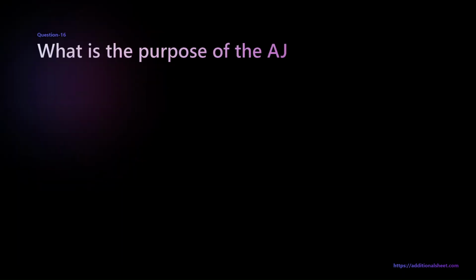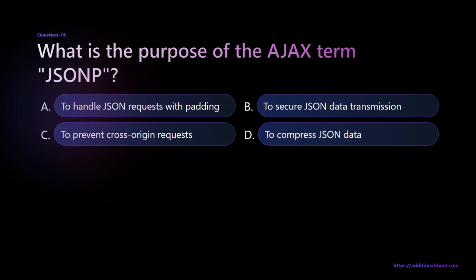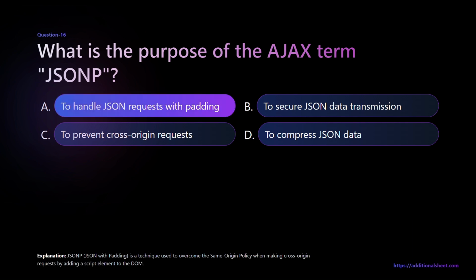What is the purpose of the AJAX term JSONP? Option A, to handle JSON requests with padding. Option B, to secure JSON data transmission. Option C, to prevent cross-origin requests. Option D, to compress JSON data. The correct answer is option A, to handle JSON requests with padding.